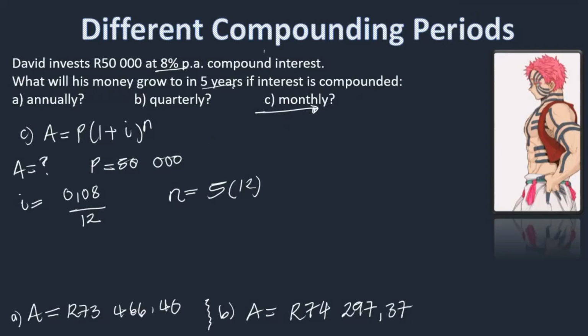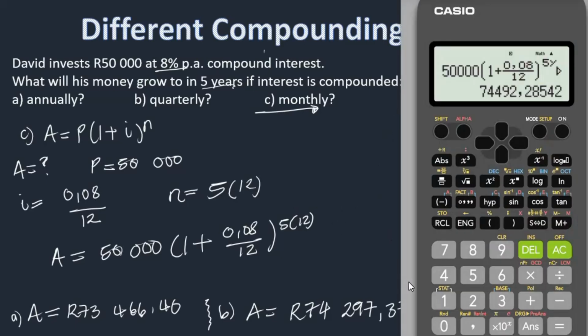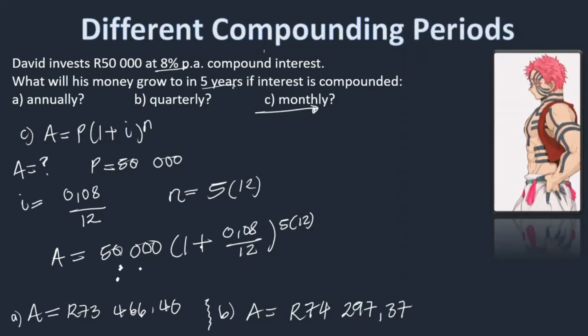And then I'll make all my substitutions here. My A will be equals to the principal amount, which is 50,000, right? This is 50,000 into 1 plus my interest of 0.08 over 12, raised to 5 multiplied by 12, right? You put all this on a calculator again. This is equals to 74,492.29, right? So here we go.